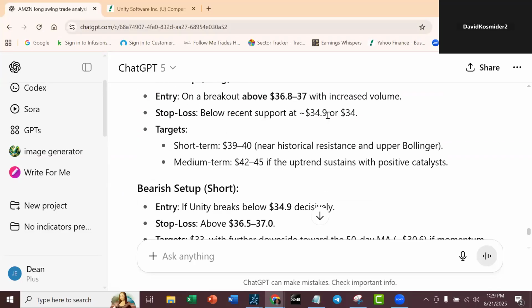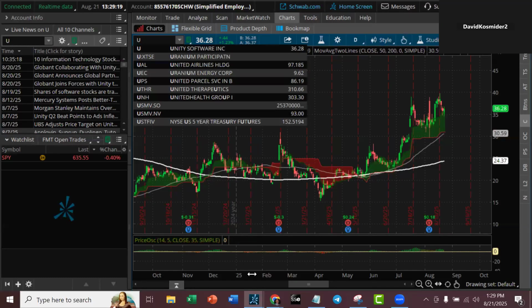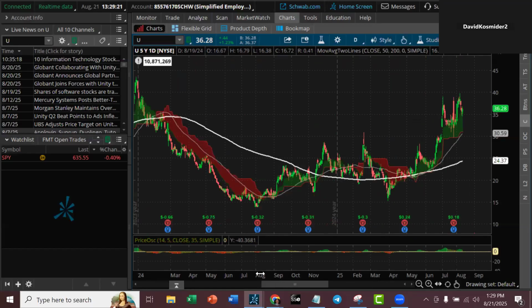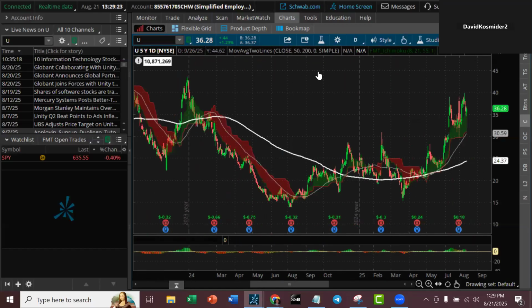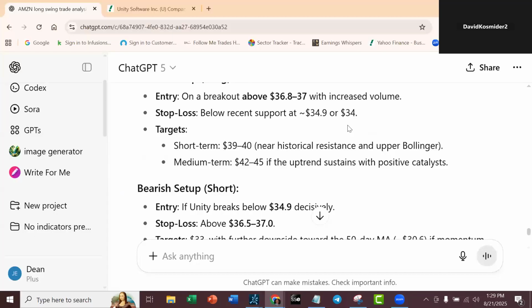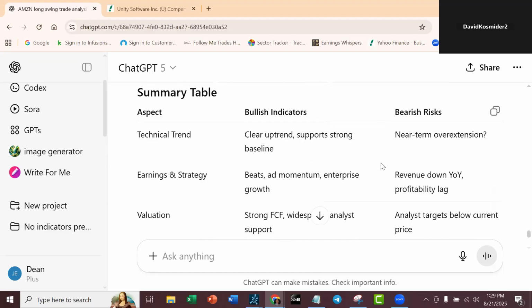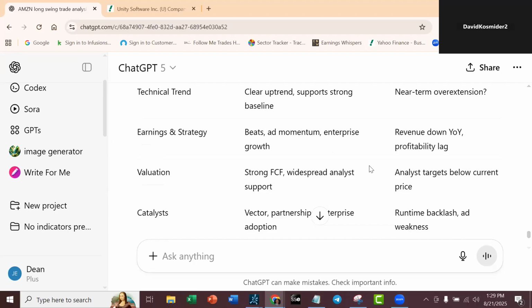Stop loss below the recent support. Same thing I said. Target short term 39 to 40. I had it at about 43, 44. Medium term, yeah, right in there. So kind of an agreement. Bearish setup that breaks below the support level. So actually in agreement, which is pretty nice.